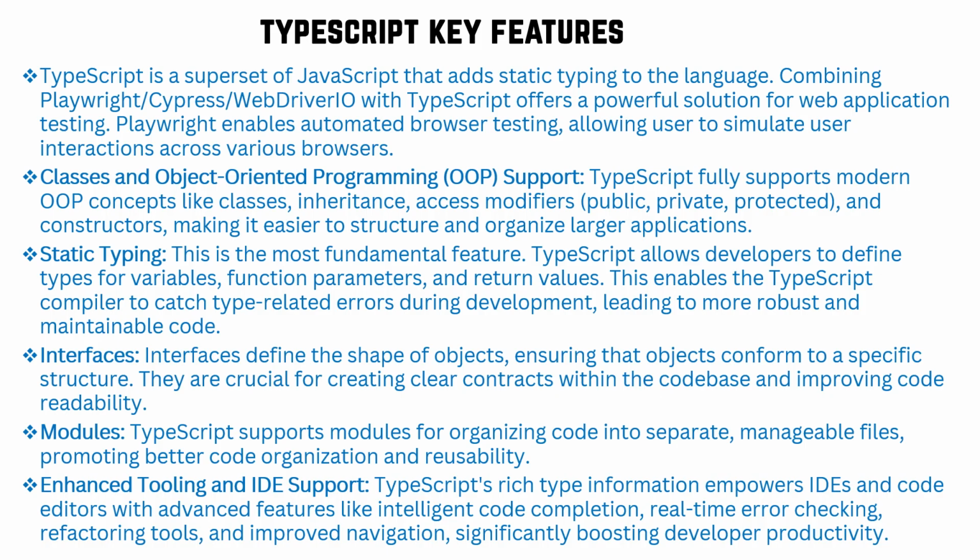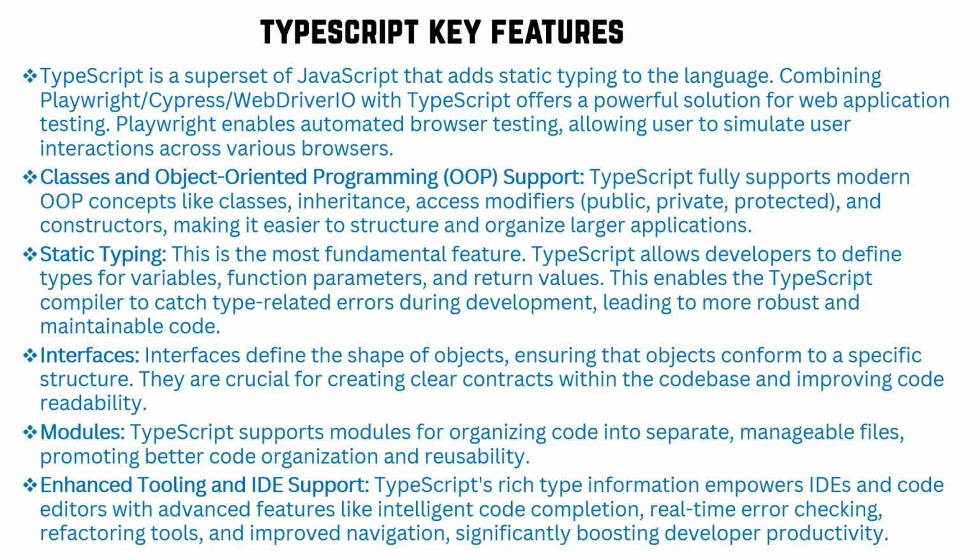So a couple of the key features is the OOPS concept. OOPS is nothing but object-oriented programming. So TypeScript supports classes and OOPS. TypeScript fully supports modern OOPS concepts like classes, inheritance, different modifiers, constructors, making it easier to structure and organize larger applications. So what is OOPS? Apart from class and object, there are primarily four key concepts in OOPS: inheritance, polymorphism, encapsulation, and abstraction. We'll discuss it later slowly so that you can get full confidence on all the key important areas of TypeScript.